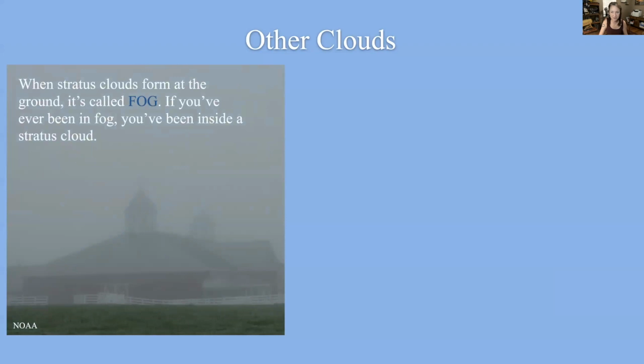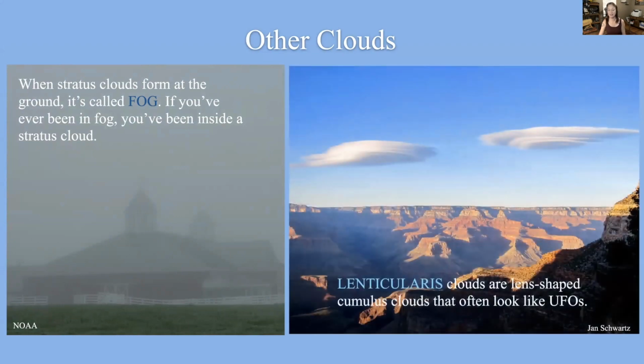These are kind of like specialty clouds. Oh yeah, well, we talked about fog. If you've ever been in fog, you've been inside a cloud, a stratus cloud. Lenticularis, or lenticular clouds, are lens-shaped. They're created when there's a lot of uplift, like over this canyon, Grand Canyon. Thank you, Jan. I think you're here today. Jan Schwartz took this photo at the Grand Canyon. They look like UFOs, and they're literally formed by really crazy wind currents. Really cool looking.